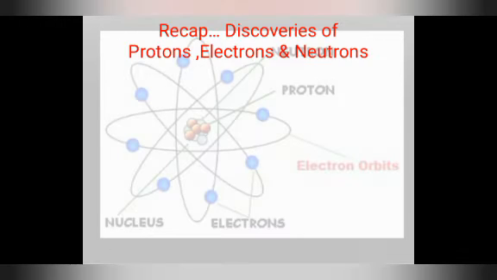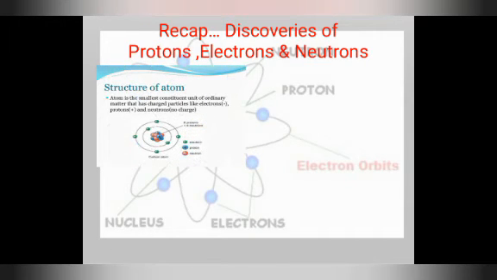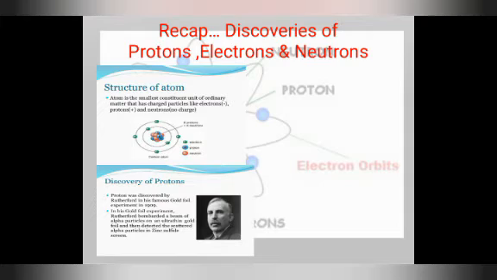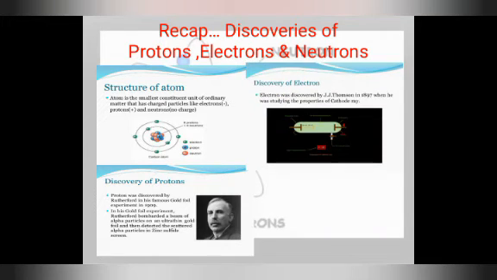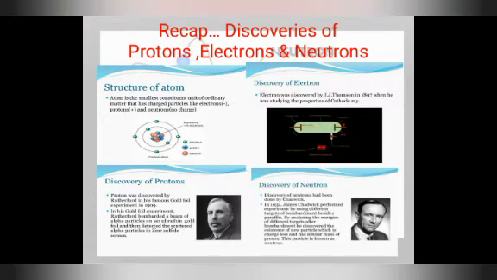So the real credit for the discovery of the electron goes to J.J. Thomson. So let's start the discovery of proton, electron and neutron. As in the previous topic we did the structure of the atom. Atom is the smallest constituent particle which has electron, proton and neutron. E. Goldstein discovered the proton, J.J. Thomson discovered the electron, and James Chadwick discovered the neutron.